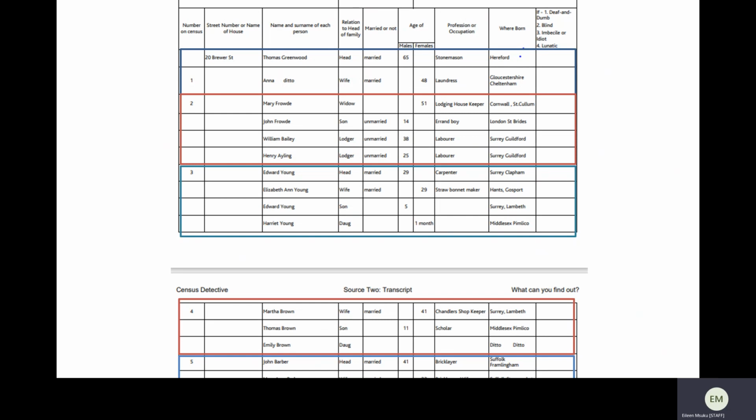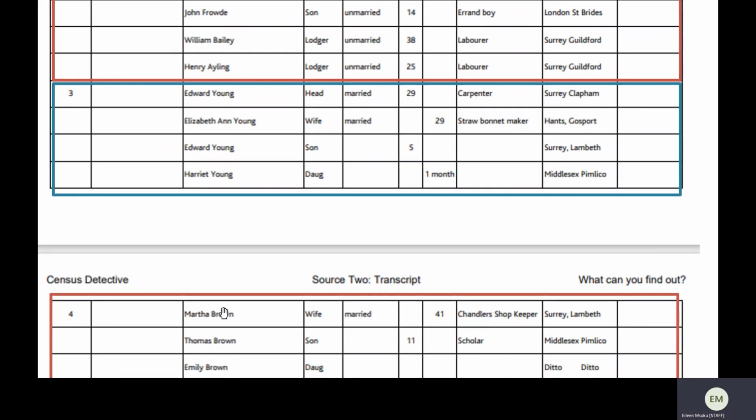They've got a son and a daughter. Can you see what their son and daughter's names are? So Edward and Elizabeth's son and daughter are called Edward and Harriet. So we've got 2 Edwards. Edward has named his son Edward. And you can find out all the extra information about how old they are and where they were born.